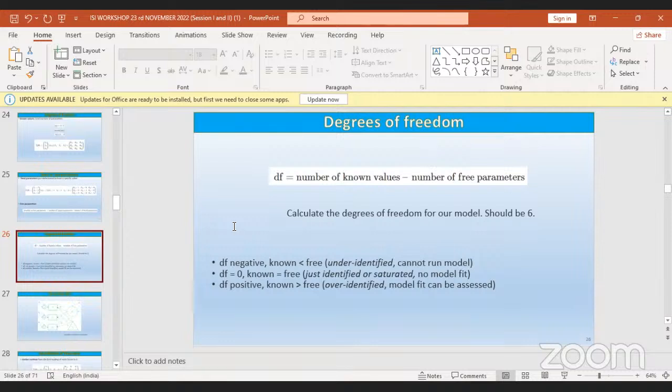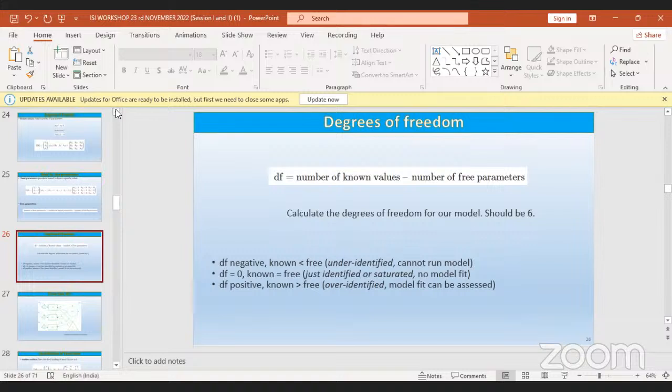Now, degrees of freedom. Number of known values minus number of free parameters. That calculates the degrees of freedom in our model, and according to that formula, it is 6, from P times P plus 1 by 2. Now, degrees of freedom will be negative if known parameters are less than free parameters. That is, you cannot run the model.